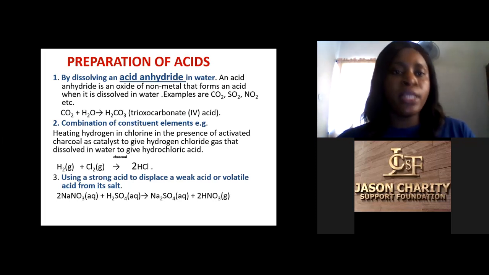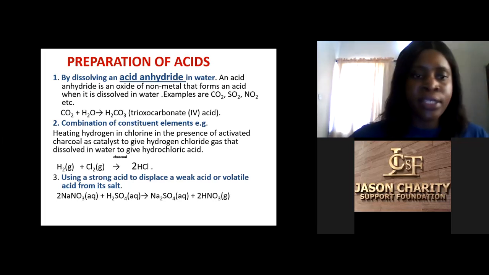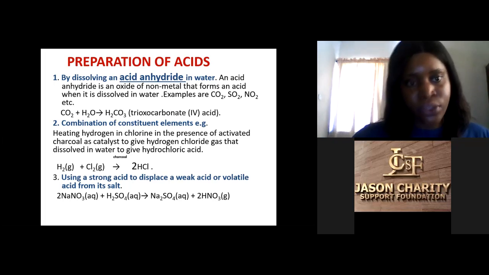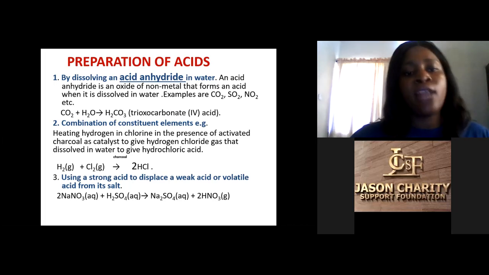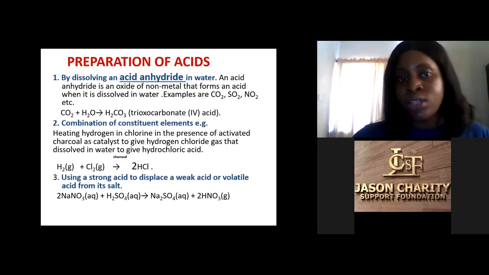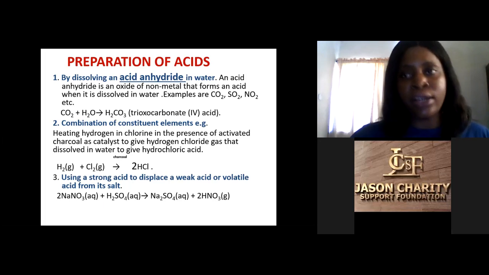Now, another one is this. You can also prepare an acid by combining the acid's constituent elements. So first one, as you can see, heating hydrogen in chlorine, in the presence of activated charcoal as a catalyst, will produce hydrochloric acid. So when you combine hydrogen gas and chlorine gas in the lab, in the presence of a catalyst such as activated charcoal, that will result in the formation of hydrochloric acid.